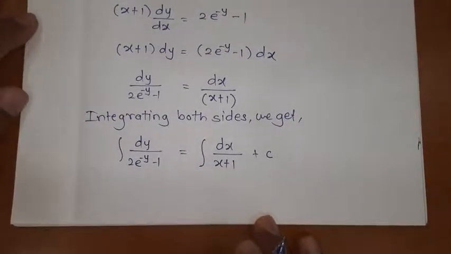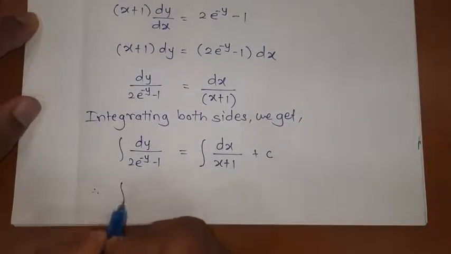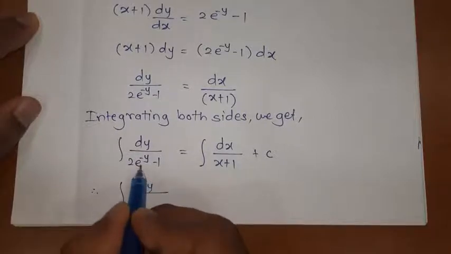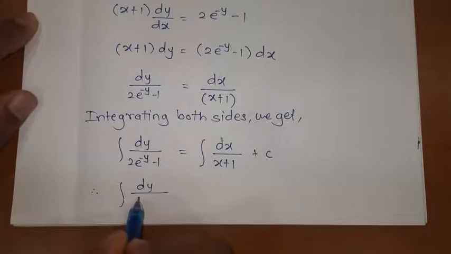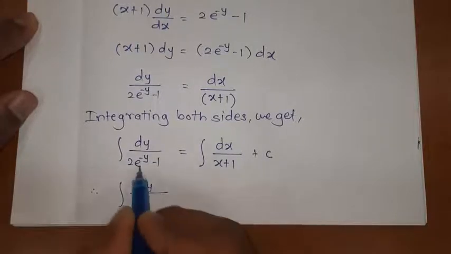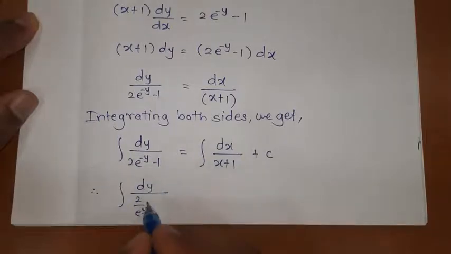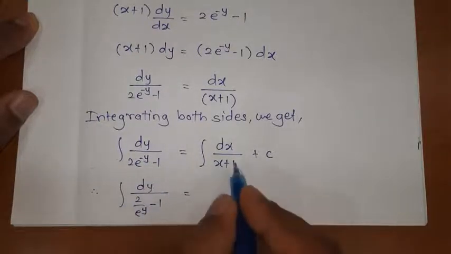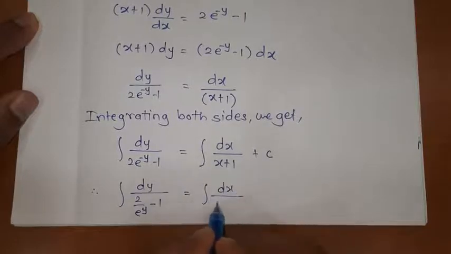Let us see how to take integration now. The task is not that simple, so some adjustment we need to do. But before that, what will I do? Dy upon e raised to y, the power has a minus sign. So I can write 2 upon e raised to y. Power has negative sign, so I shifted it to the denominator, so we'll have a plus sign. Minus 1, this is equal to, here I will copy as it is, dx upon x plus 1 plus c.